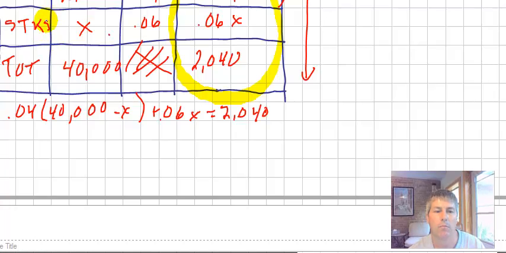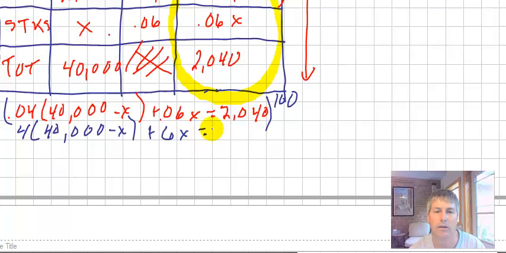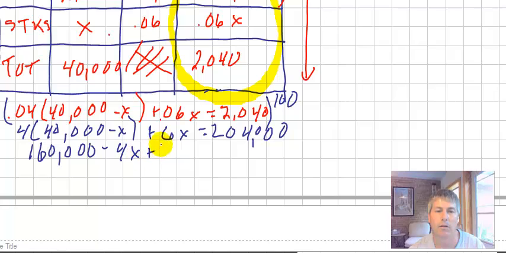Okay? We're going to multiply by 100 to get rid of the decimals. So we have 4 times 40,000 minus X plus 6X equals 2040, and we multiplied that by 100, so that's 204,000. Distribute the 4, and we get 160,000 minus 4X plus 6X equals 204,000.